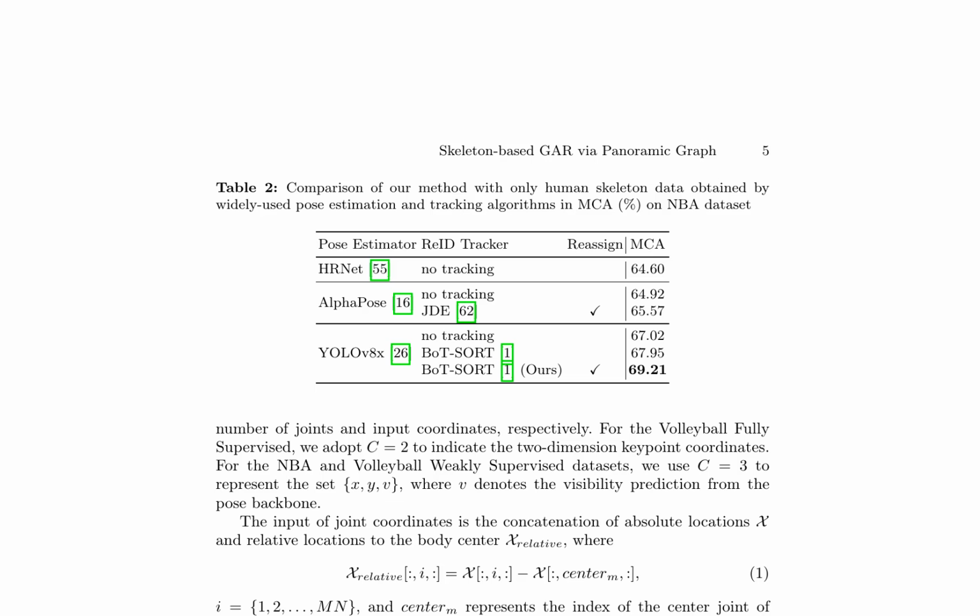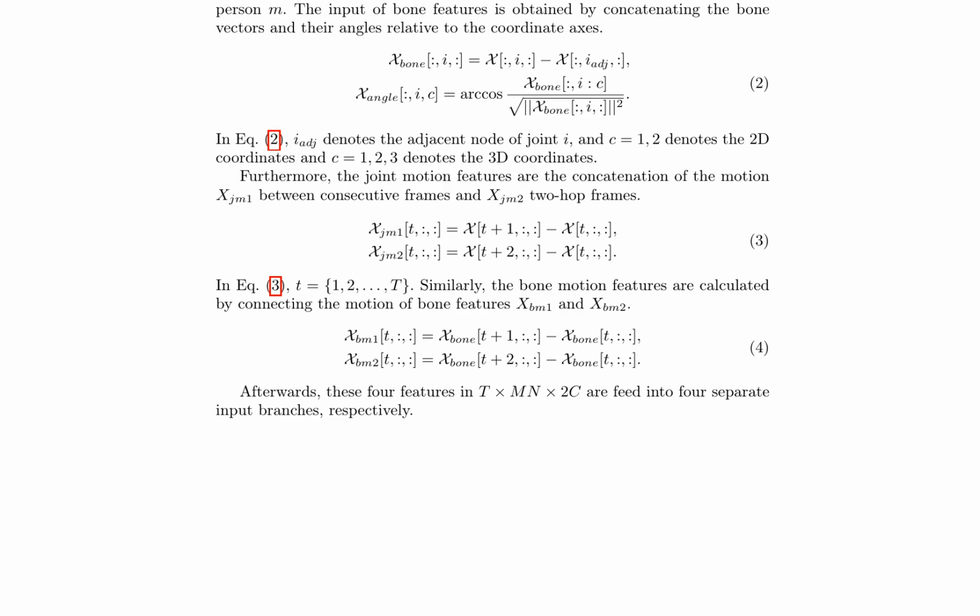This improvement is attributed to the use of a novel feature extraction process that incorporates joint and bone motion features, as well as visibility predictions from the pose backbone. The input features are designed to capture both absolute and relative joint locations, bone vectors, and their angles relative to the coordinate axes. The authors also detailed the calculation of joint and bone motion features, which involve differences between consecutive frames and 2-hop frames. These features are then fed into separate input branches for processing.